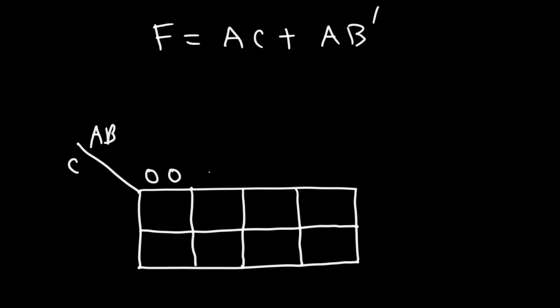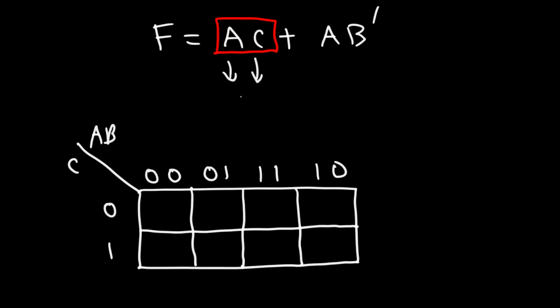So AB can be 0, 0, 0, 1, 1, 1, or 1, 0. And C could be 0 or 1. Now let's focus on the AC term. Notice that we don't have any complements here. So we're looking for when A is 1 and when C is 1. C is 1 anywhere in this row. A is 1 here. So what we're going to do is we're going to put a 1 in those boxes.